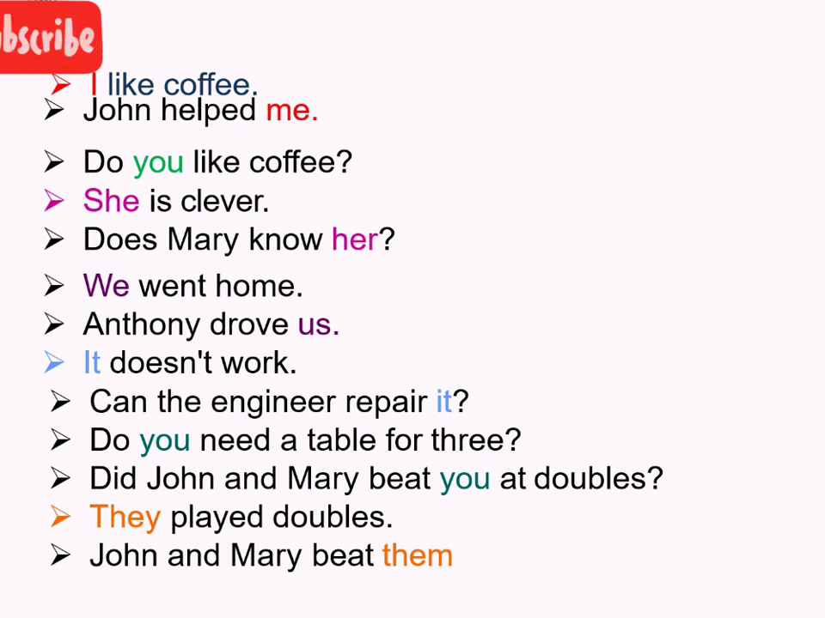"John and Mary beat them." Now here also the number is plural. We are talking about the third persons, but the case is object. So that is why the personal pronoun "them" is used. I'm sure that with the help of these sentences, the previous table is pretty much clear to you, how we are using the personal pronouns.